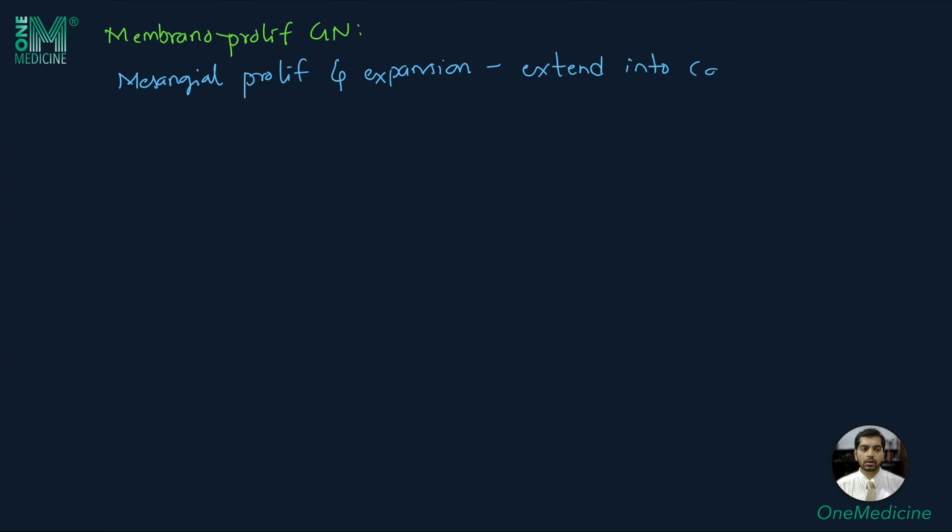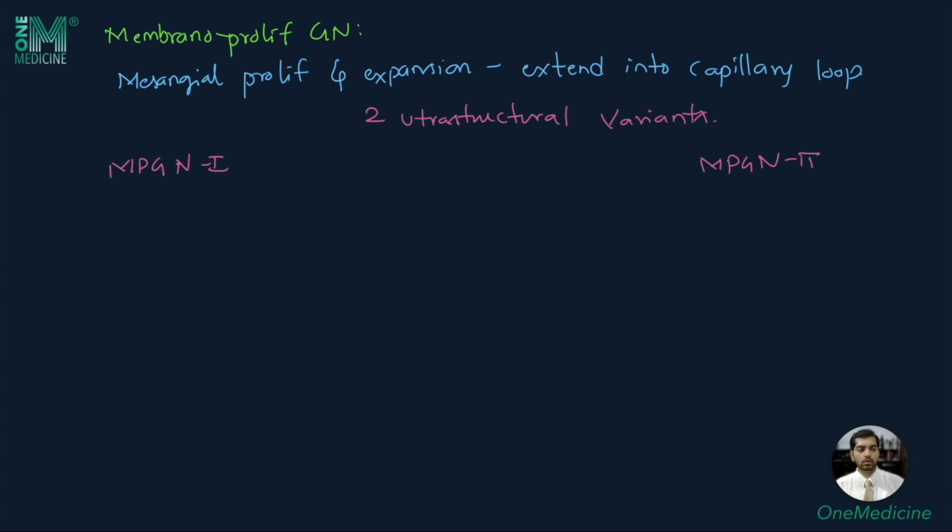The next topic is membranoproliferative glomerulonephritis. Here the mesangial proliferation and expansion extend into the capillary loop. There are two ultrastructural variants of MPGN. These include MPGN1 and MPGN2.